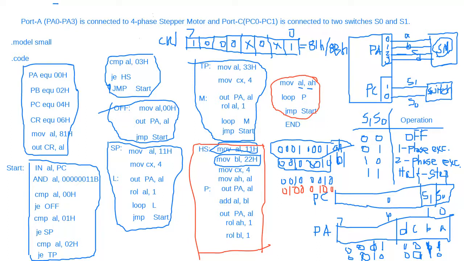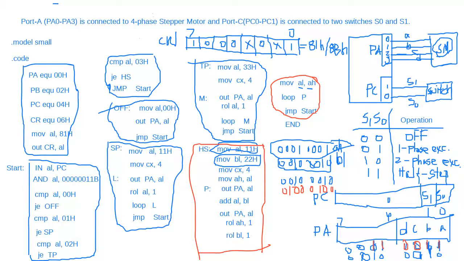Two phase means at a time two phases should be on. Like you can see, 3 means 0011. So that means A and B two phase on, C and D off. And the higher 4-bit also symmetrical, like the lower 4-bit. So that means 33H.